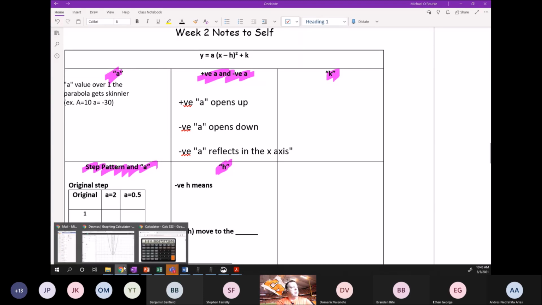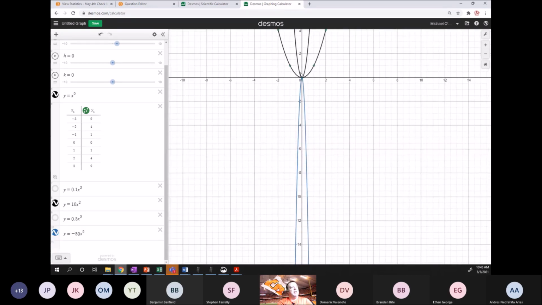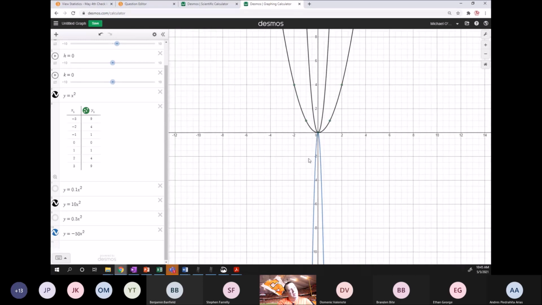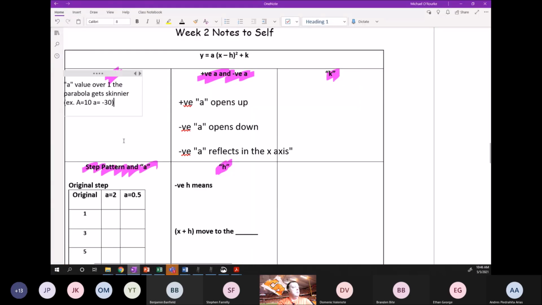I'm going to jump back here real quick. I'm going to put a -1 in here. Let's just make this -50. You can see how, since I put a negative in, it opens down, but it's still skinny. Okay. Now, if I'm going to put the math term in here, it is stretch.